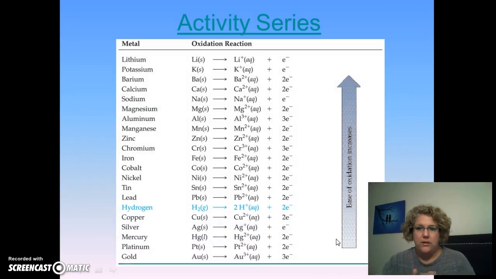All right, so here is the activity series that is in your, which one is it in? The guided reading, I believe. It's also, there is a simpler looking activity series on your periodic table packet I gave you earlier in the year. So once again, lithium's on top.